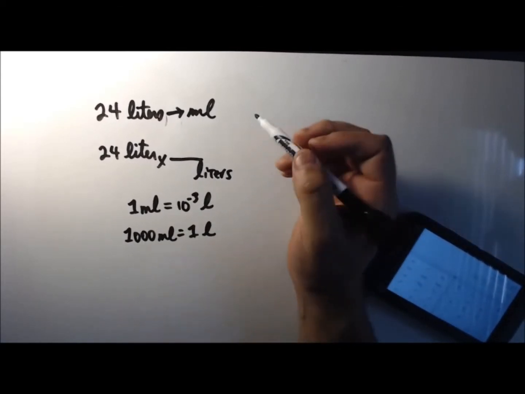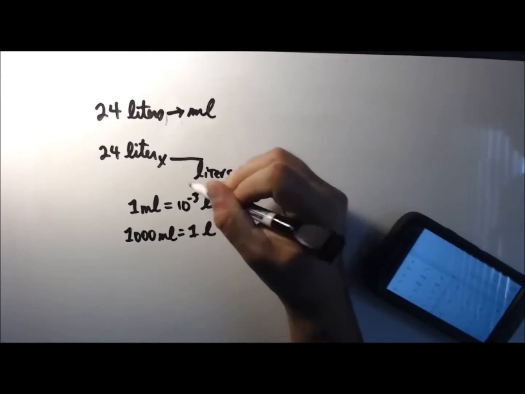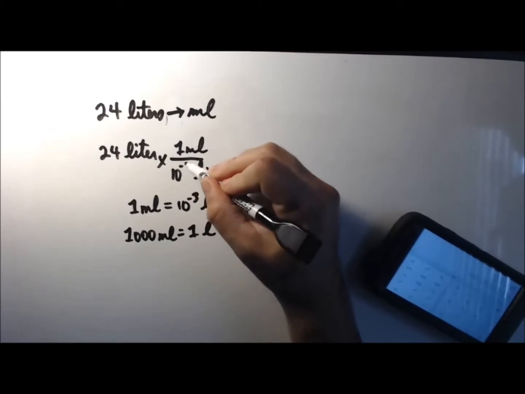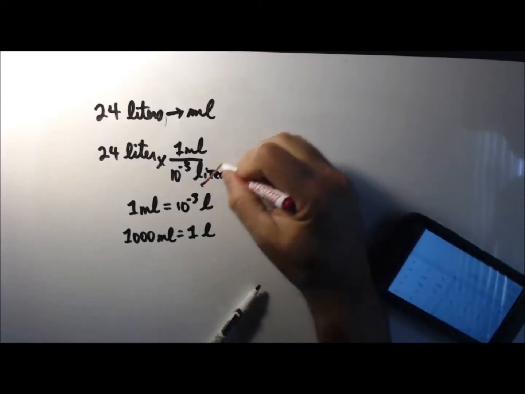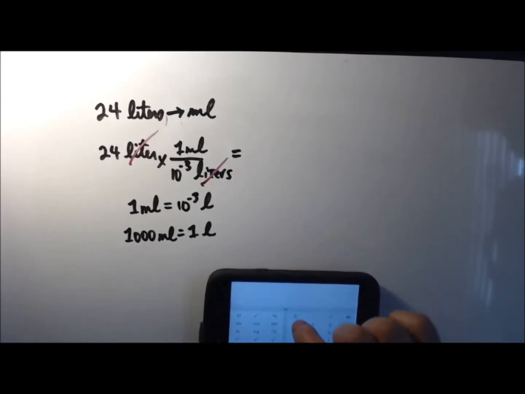I'm going to use this number on the top. I'll use this factor here. Put 1 milliliter in the numerator, 10 to the negative third in the denominator. Be sure to cancel out those units. We set that up and just simply divide. You can see what that looks like.